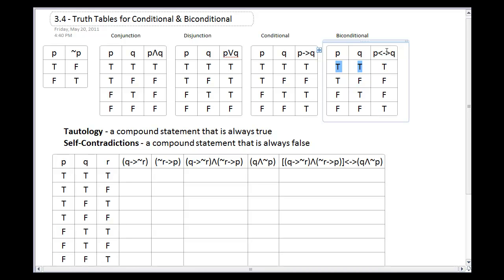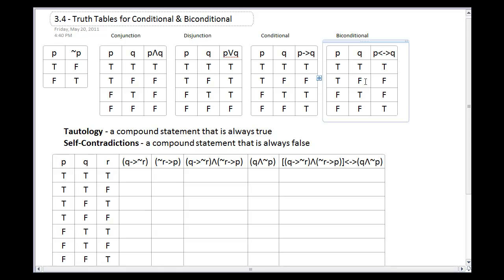So if they're both true, well, that means that the left side was the right side. They were both true. If they're both false, well, once again, the left side was false, the right side was false. That makes my biconditional statement true. The only way it can be false is if the two sides are unequal, with true, false and false, true.